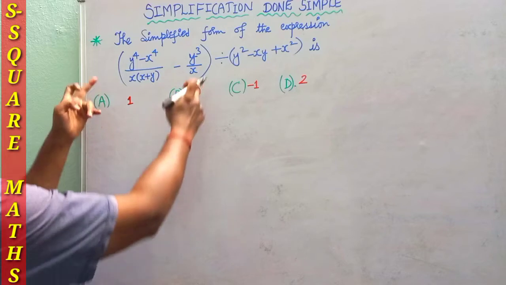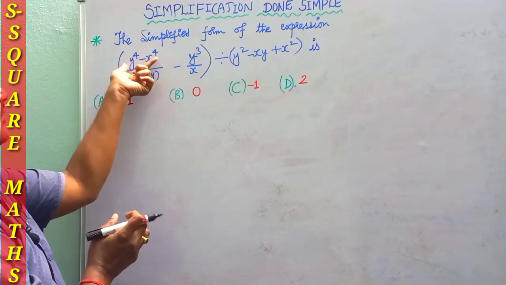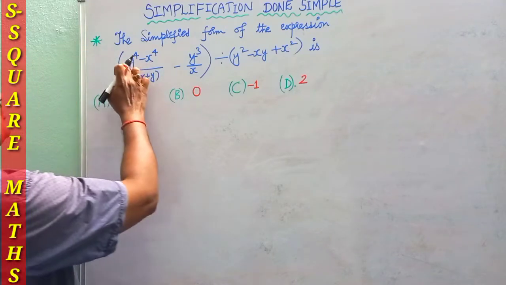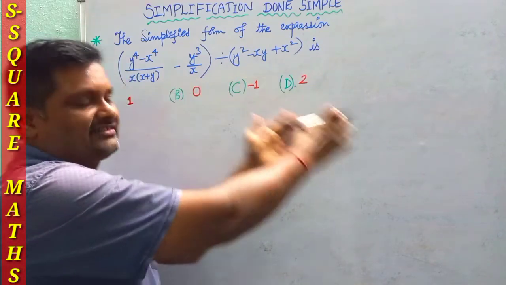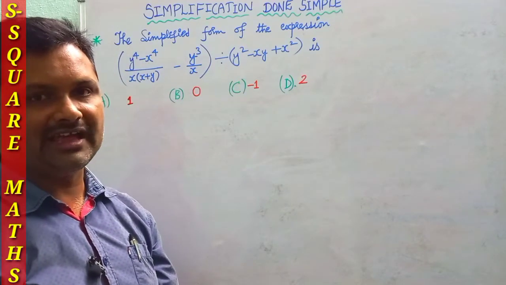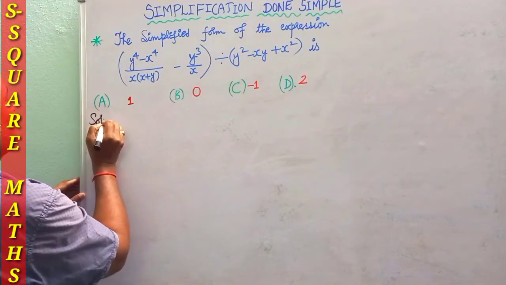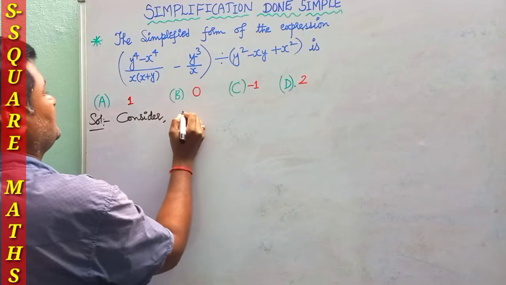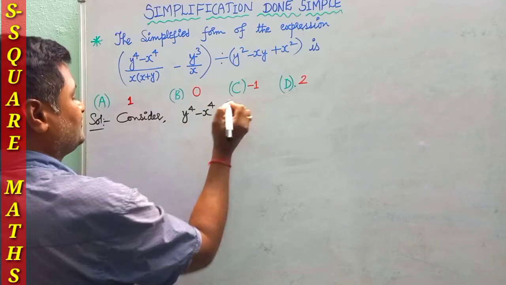If you observe carefully, in the first term of the numerator you have y power 4 minus x power 4. Instead of writing all the steps together, I am going to consider only this part. The solution follows now. Consider y power 4 minus x power 4.